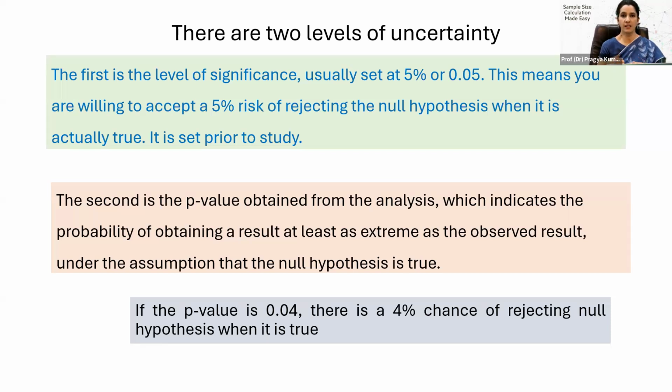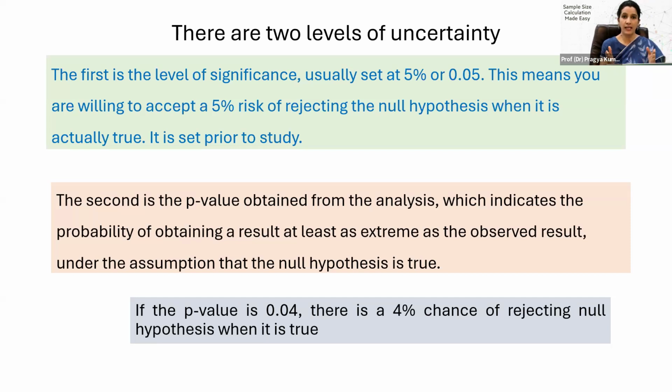So what is alpha error? Generally it is said that alpha error is rejecting a null hypothesis when it was actually true. The null hypothesis says that there is no association, but you have concluded that there is an association. So that chance you are fixing at 5%. And second, you get it from the data set. The p-value which you get from the data set indicates what result you are getting. Let's say if the value of p is 0.04, it says that there is a 4% chance of rejecting the null hypothesis when it was true.